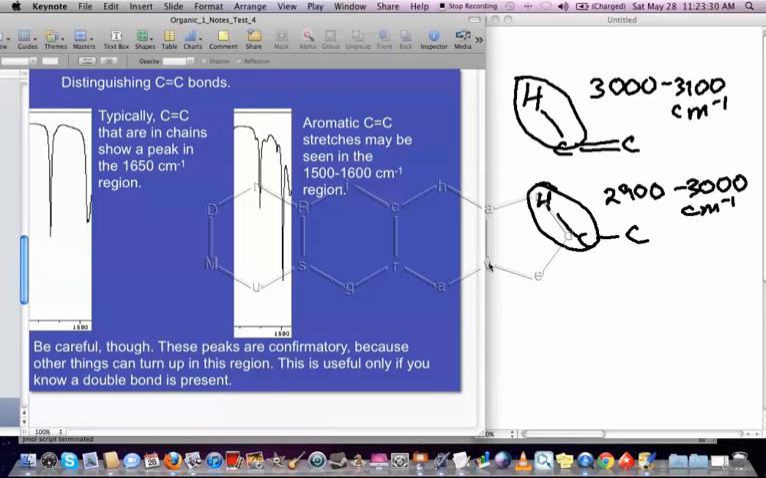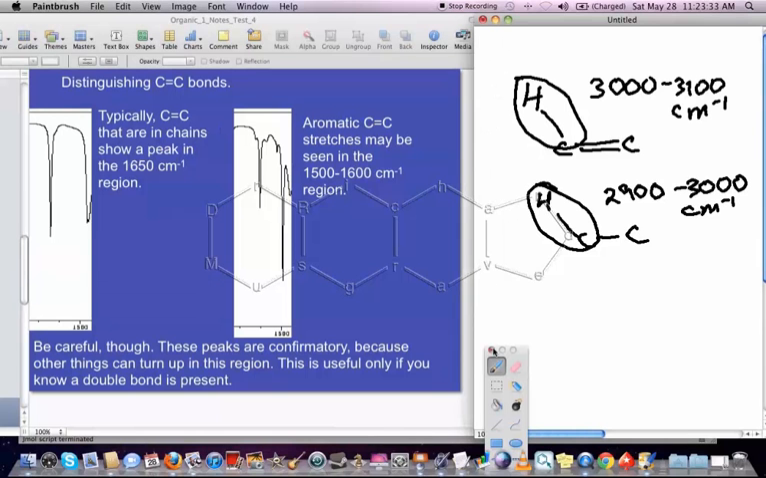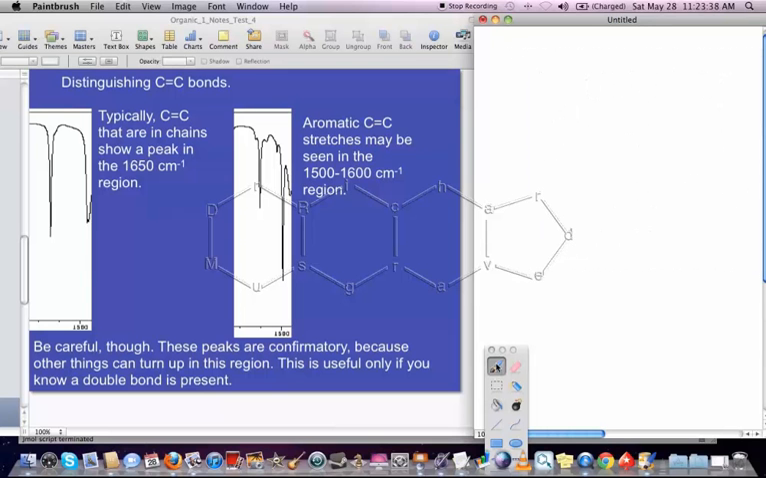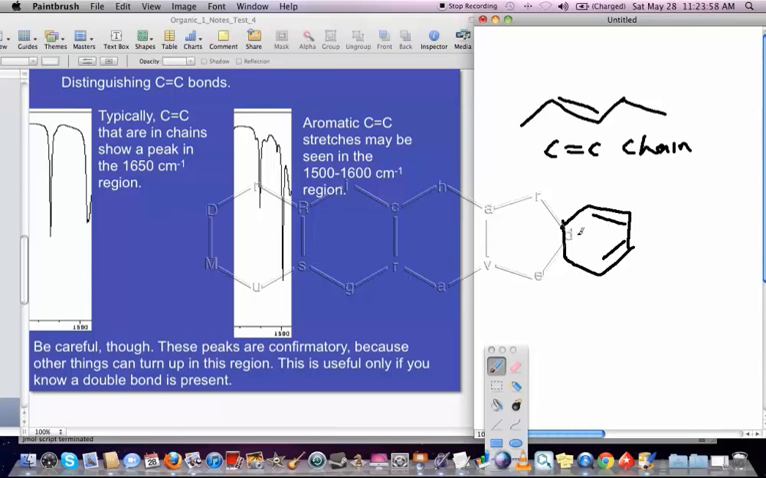Now there's two kinds of C double bond Cs that we'll be interested in. The first one is what I'm calling a C double bond C in a chain, so it'd be something like this. And the other one is a C double bond C that's part of an aromatic ring, or sometimes you might see aryl, which means the same thing.